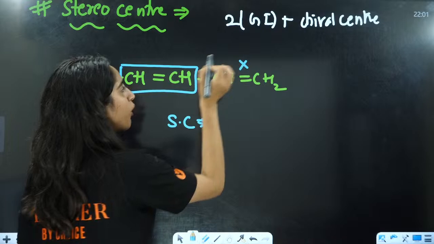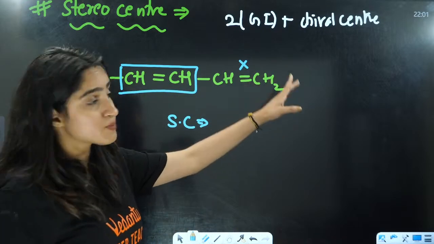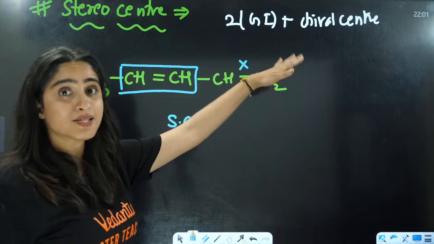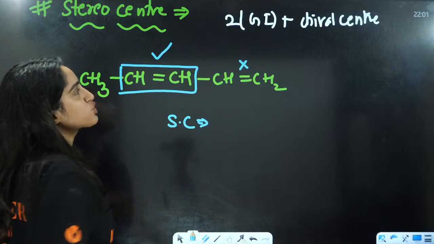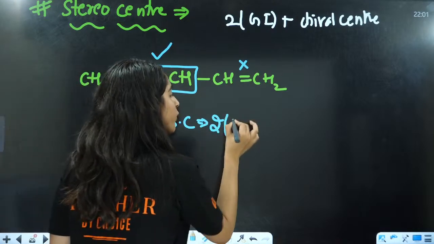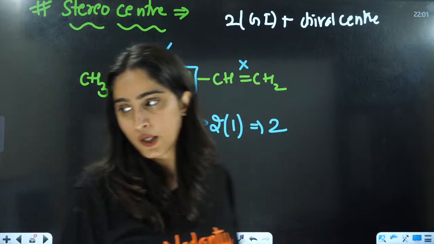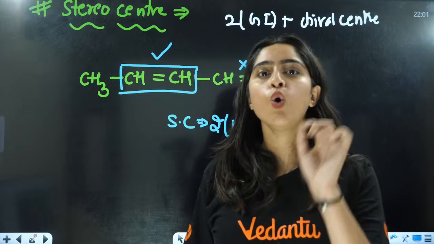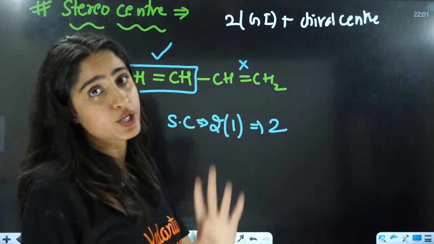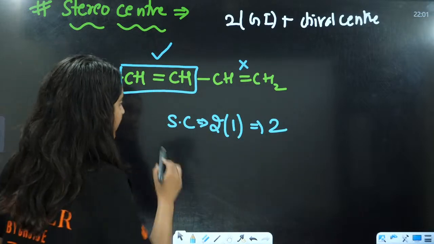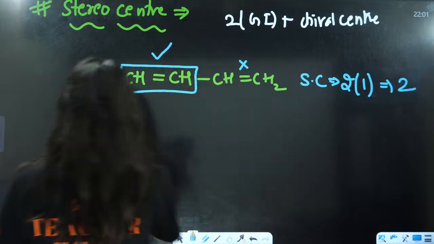Now this double bond is not a geometrical isomer. Why? Because in a geometrical isomer, if you have the same atoms on the same side, that is not a geometrical isomer. So this will not show geometrical isomerism. So this is going to be 2 into the number of geometrical isomers, which is 2 stereocenters. Okay everyone, this is the first example.